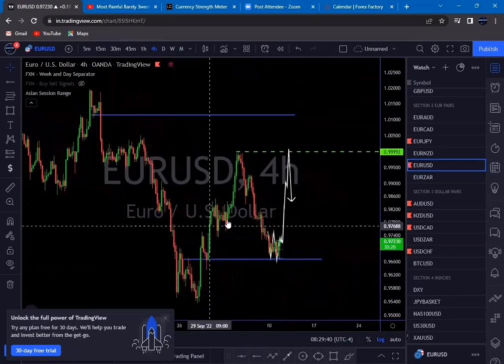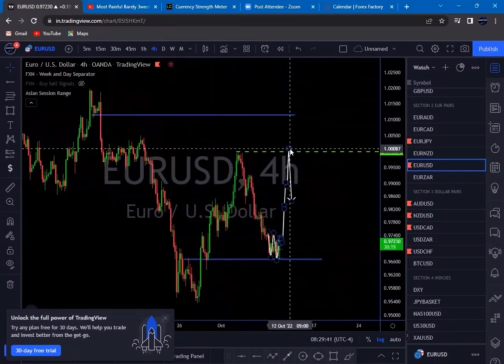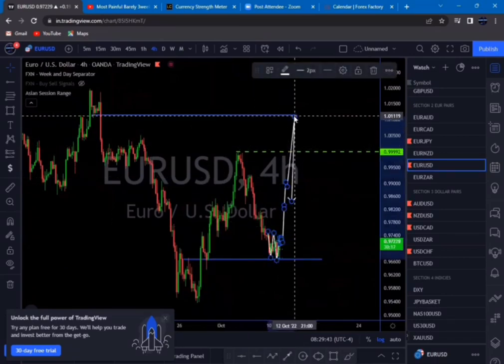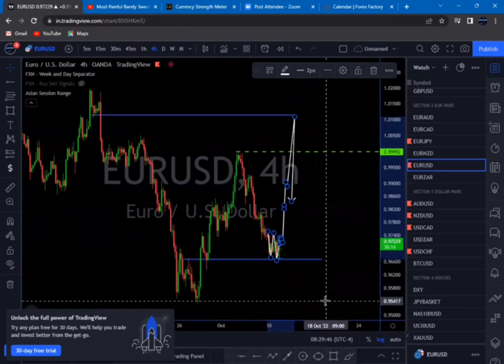Any questions before we move to the next pair, which is GBP USD? Any questions? So focus on what we've discussed, and if there is no other question, let's wait for the market to develop.